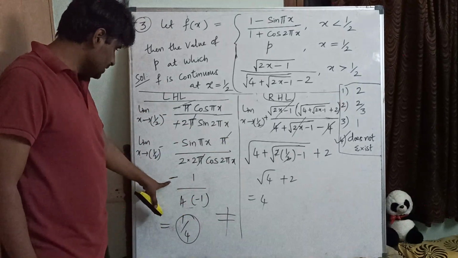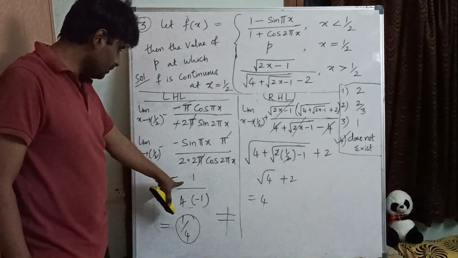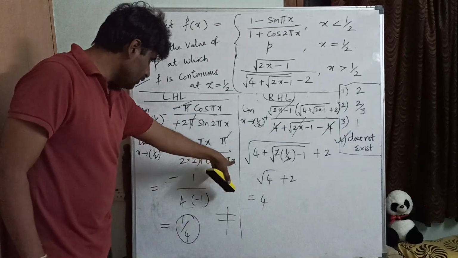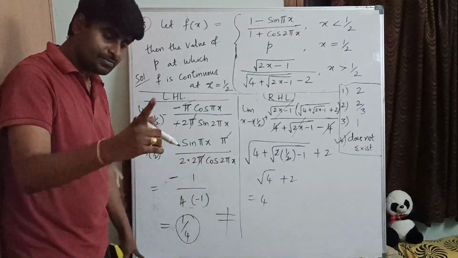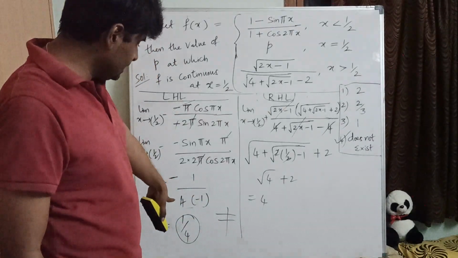Okay, so now let us substitute 1 by 2 in place of x. Sin pi by 2 is 1, minus 1, 2 into 2 is 4, here cos 2 pi into 1 by 2 gets cancelled, cos pi is minus 1, so 4 into minus 1, minus 1 gets cancelled, so LHL we get as 1 by 4.